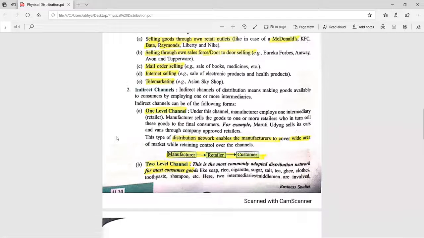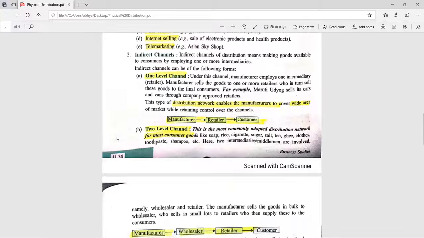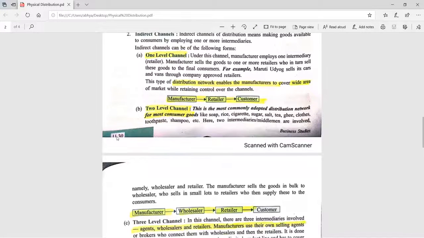Under indirect channels, there are three types of channel: one level, two level, and three level. One level channel means there is only one intermediary between the manufacturer and the customer. Who is that intermediary? That is the retailer. So there is no wholesaler. The retailer is directly buying the goods from the manufacturer and further selling them to the customers.